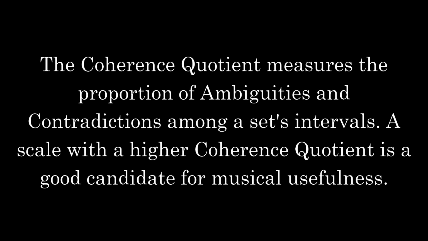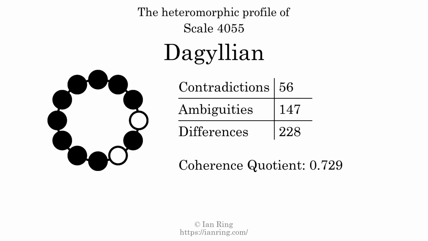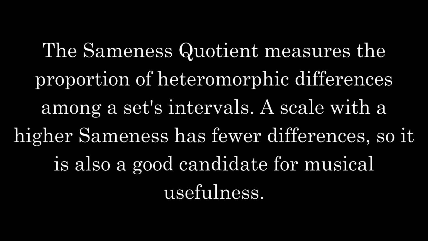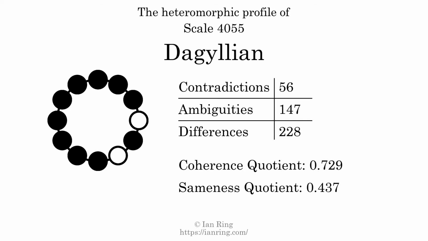The coherence quotient measures the proportion of ambiguities and contradictions among a set's intervals. A scale with a higher coherence quotient is a good candidate for musical usefulness. The coherence quotient is 0.729. The sameness quotient measures the proportion of heteromorphic differences among a set's intervals. A scale with a higher sameness has fewer differences, so it is also a good candidate for musical usefulness. The sameness quotient is 0.437.